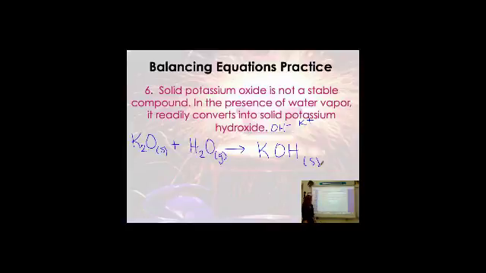First step, write your equation. Next step, balance. Take your inventory. I have K, O, and H. I have 2 potassiums on the left, 2 oxygens, and 2 hydrogens. On the right, I have 1, 1, 1. This one's nice and easy to update. If I just put a 2 coefficient out here, everything is balanced.